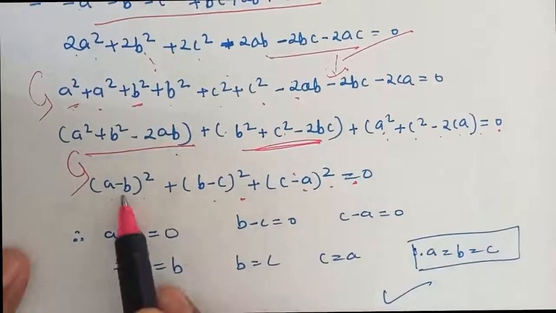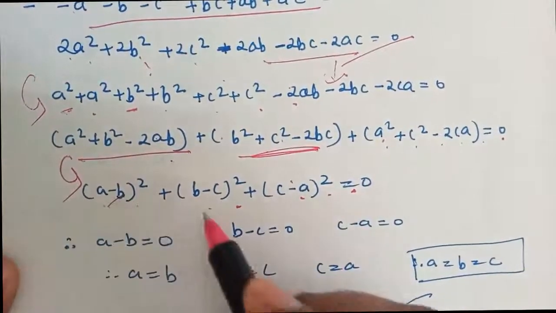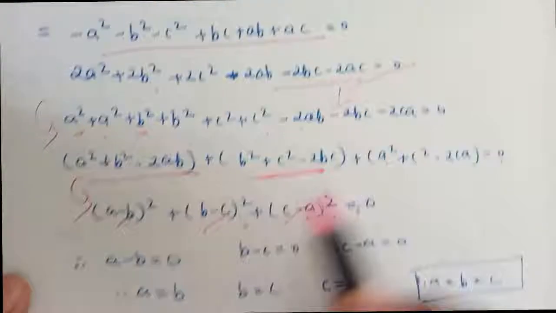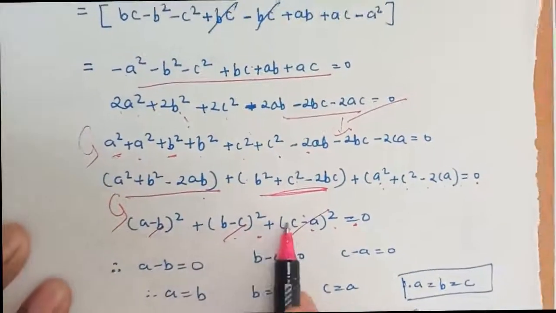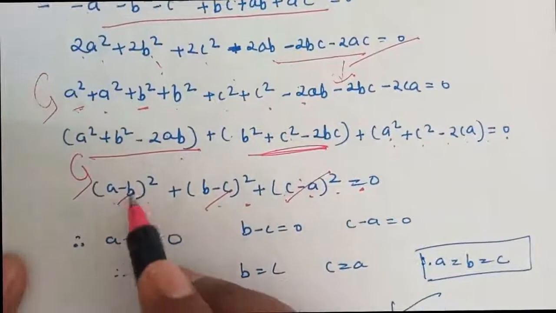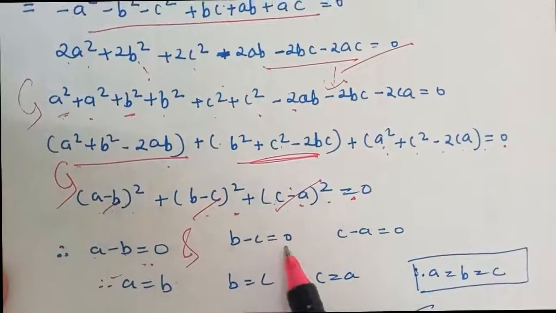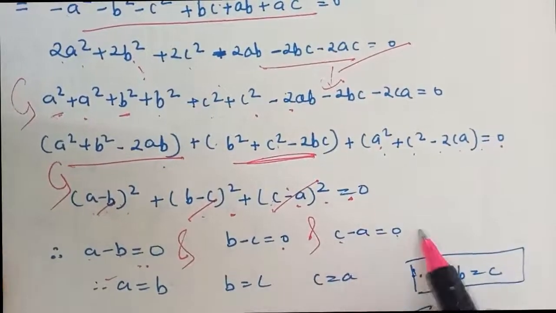Now this plus this plus this is equal to 0. That means this should be equal to 0, this should be equal to 0, this should be equal to 0. These three should be 0. If all the three are 0, then only equal to 0 will come. So a minus b bracket square is equal to 0 means a minus b is equal to 0, and b minus c is equal to 0, and c minus a is equal to 0.